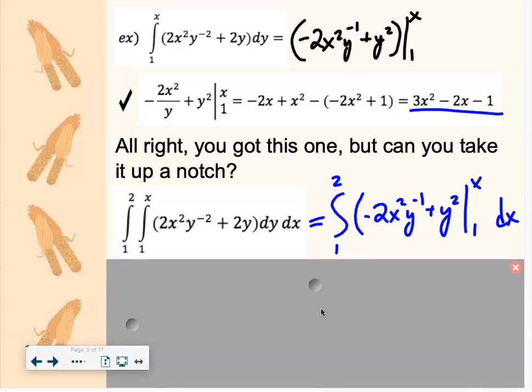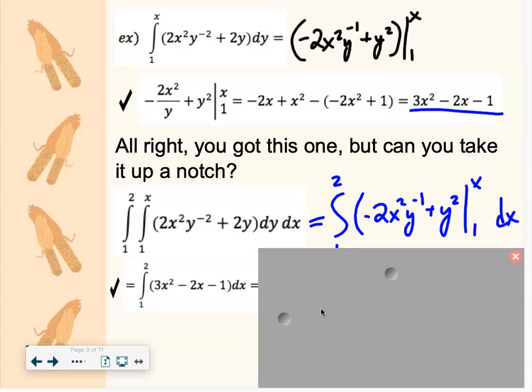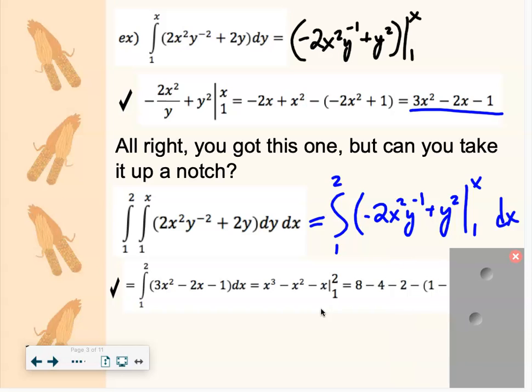Okay. So you end up with 3x squared minus 2x minus 1 dx. Now you anti-differentiate with respect to x, and you get x cubed minus x squared minus x from 1 to 2. Plug in the 2, you get 8 minus 4 minus 2, which is 2, minus 1 minus 1 minus 1, which gives you plus 1. So you end up with 3.